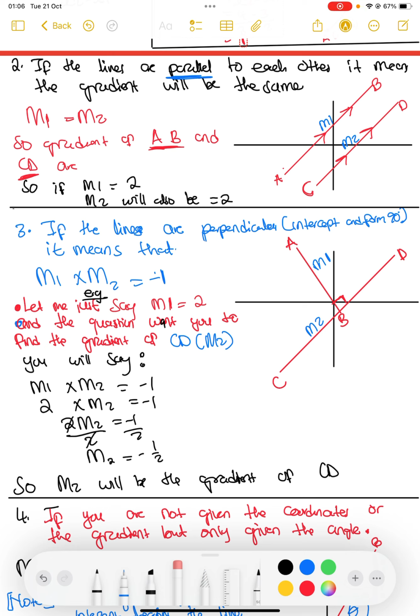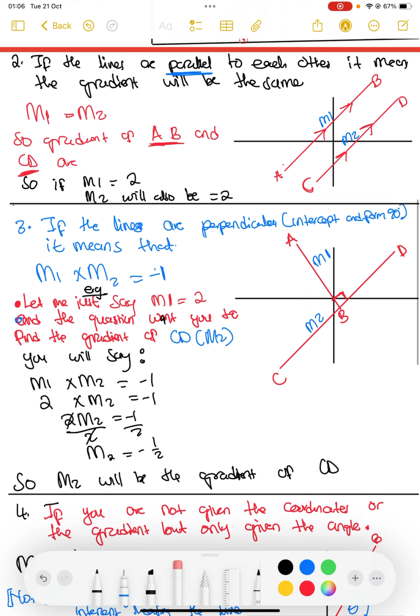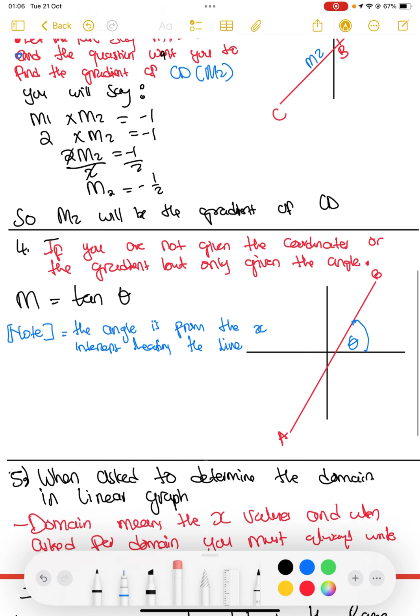Now you can find the value of m2 by saying 2 times m2 equals -1. You're looking for m2, so you divide both sides by 2. Then your m2 is going to be -1/2. So note that the gradient is not the same as when the lines are parallel.